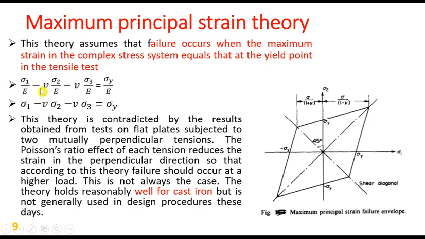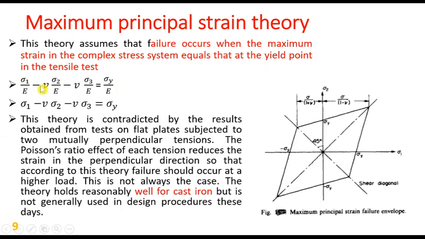So according to, actually we are comparing the strains. So the strain at yield point in a simple tensile test will be equal to sigma y over E. And what will be the value of epsilon 1?